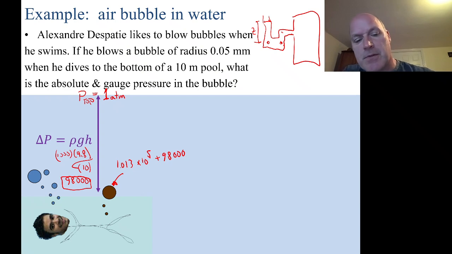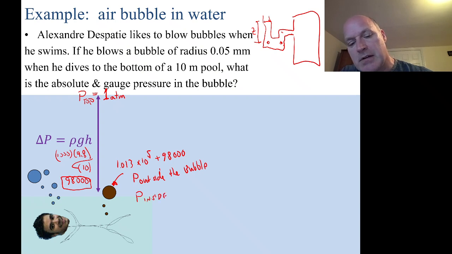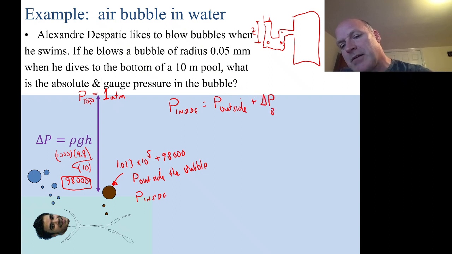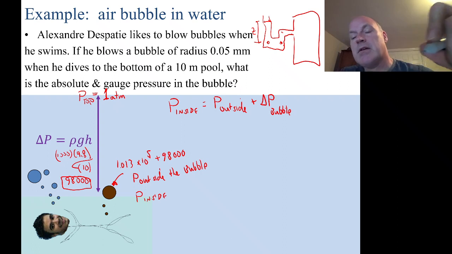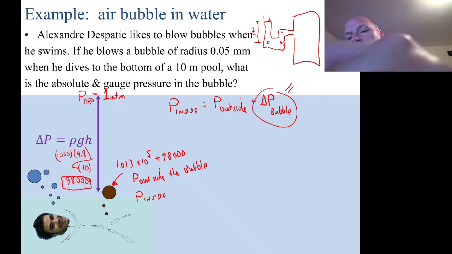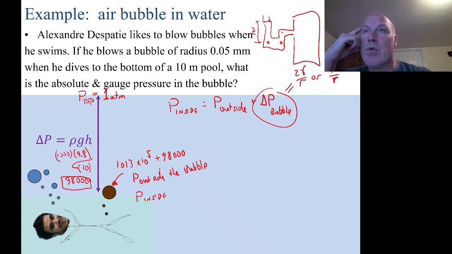Because this is the pressure outside the bubble. We want the pressure inside. Pressure inside is going to be equal to the pressure outside plus the delta P, let's call it bubble. And delta P bubble is either going to be 2 gamma over R or 4 gamma over R. You've got to pick the right one.